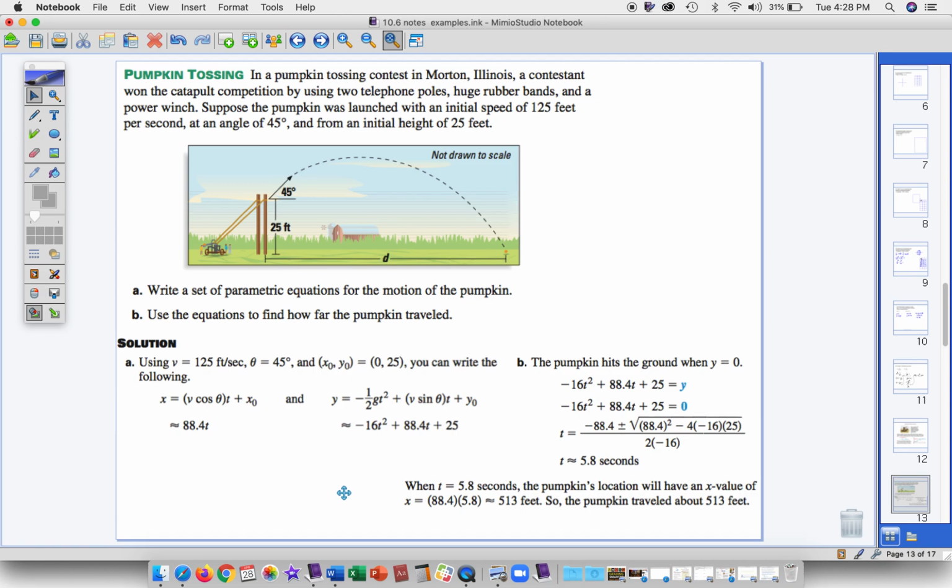So that concludes the 10-6 lesson. I hope you enjoyed it. It's interesting stuff. I think it's new to all of you, so hopefully this sparks some sort of interest in parametric equations. We'll be moving on to section 10.7 and 10.8, and your next quiz will follow those sections.